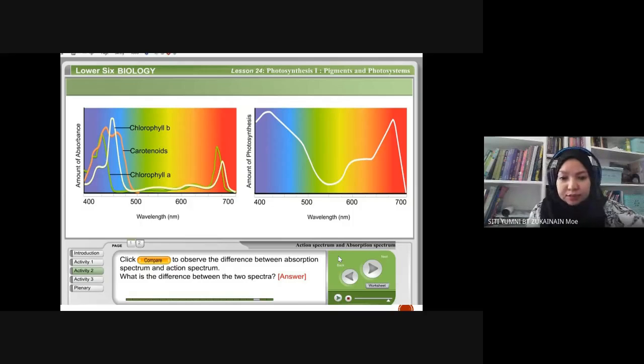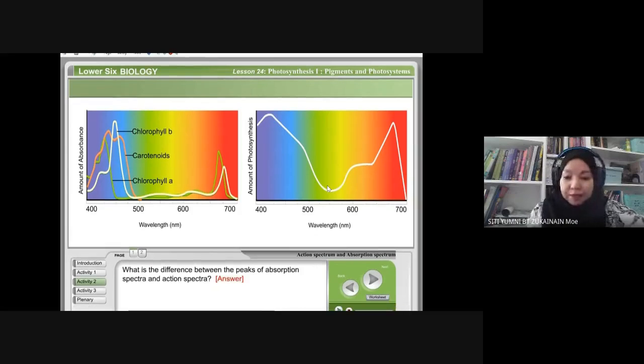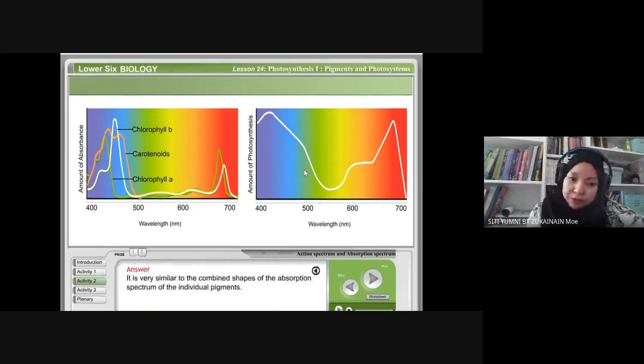What is the difference between these two spectra? If you look, the absorption spectrum indicates the amount of absorption at different wavelengths, while the action spectrum indicates the rate of photosynthesis at different wavelengths. Then what is the difference between the peaks of the absorption and action spectra?